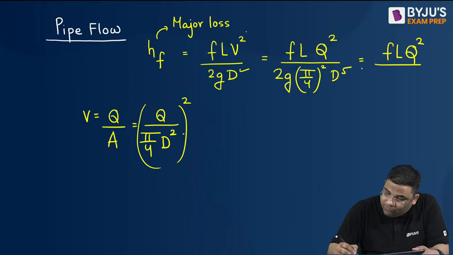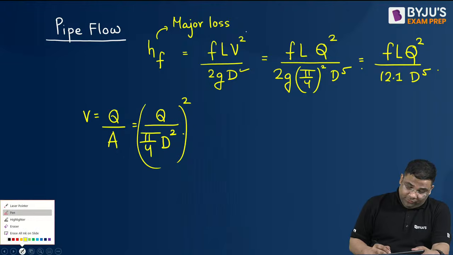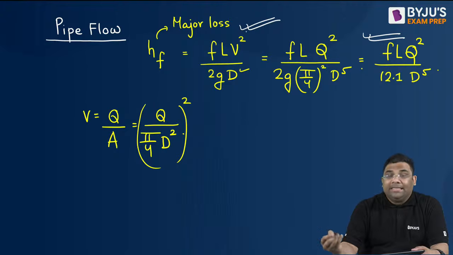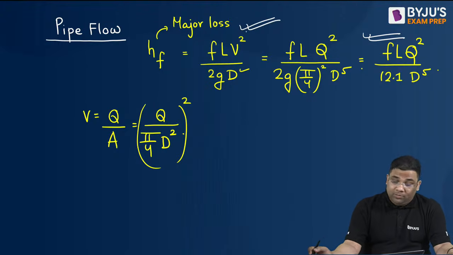FLQ square by, if you solve this, you're getting 12.1 d to the power 5. So some questions you are going to use this formula, and some questions are going to use what? This formula. Okay, the friction loss. Now let us solve some questions.